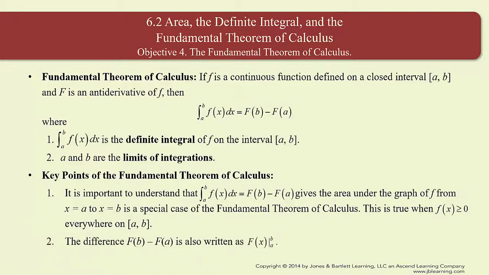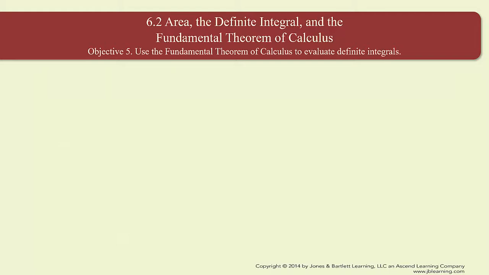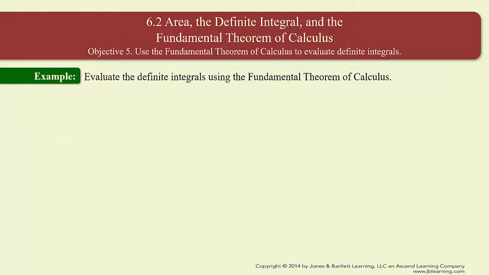Number 2, all the time, we're going to be writing that difference, F of b minus F of a, as F of x with a vertical bar from a to b. And I'll demonstrate all this when we finally do an example, which is right now.